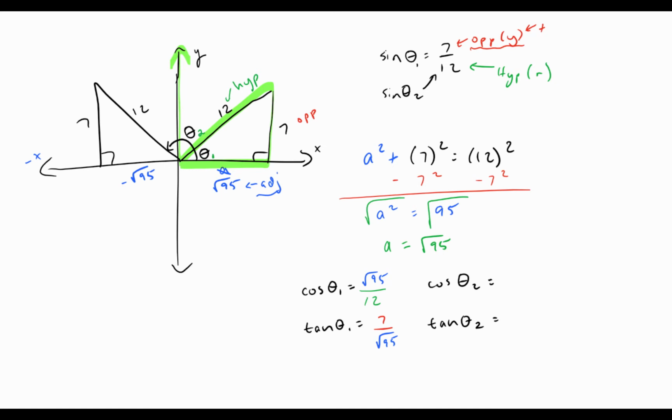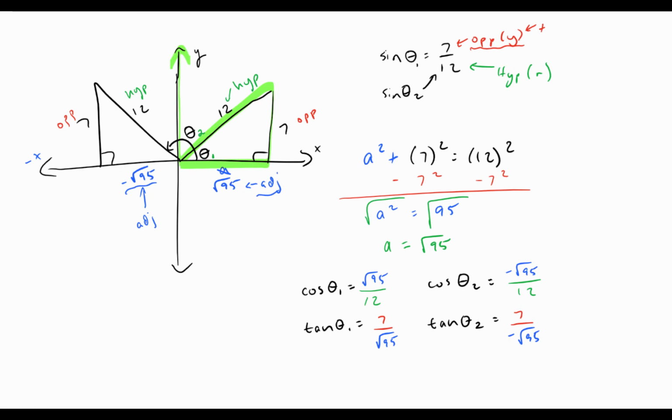As it turns out, for cosine of theta 2 or tangent of theta 2, they're actually going to be the same. We're just going to have different signs. So I'm going to go ahead and just label those sides again real quick. And what we're going to see here is with cosine, I'm going to have the same lengths, but my adjacent side is going in the negative direction. So I'm going to get a negative square root of 95 here over the hypotenuse 12. And then for the tangent value, the opposite side is still 7, but again, my adjacent side became negative, so I'm going to get a negative value there.